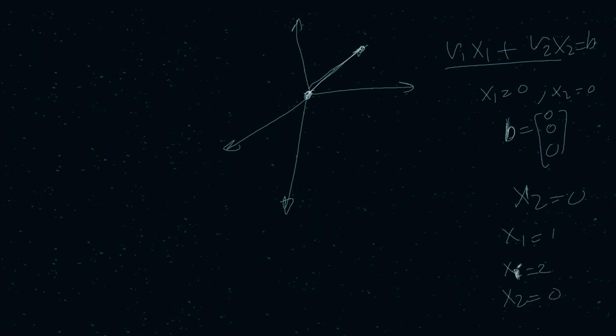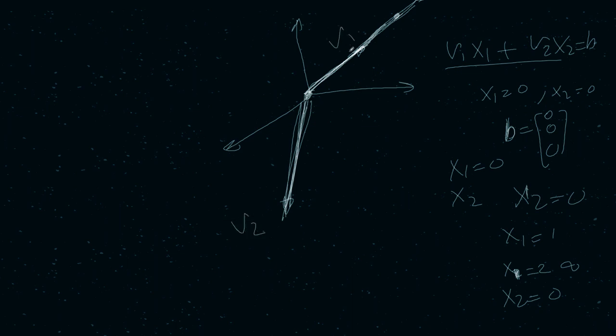Now if you put x1 equal to 2 and x2 still 0, what happens? You will have the same vector v1, but it will be extended to double. Only the length will change, and so on. So you can have infinite length, because x1 can go up to infinity. The same can be done if we put x1 equal to 0 and just change x2. So we are moving on the line of v2.